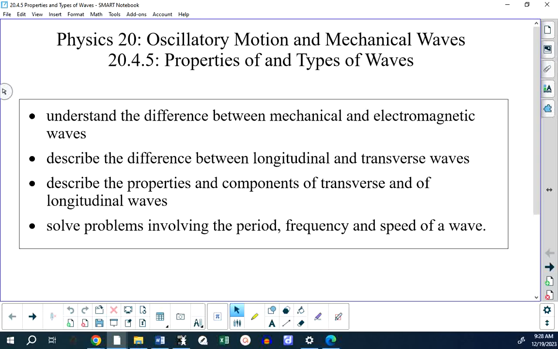As well as knowing the difference between longitudinal and transverse waves, we need to understand the properties of those waves. And then we're going to be solving some problems involving period, frequency, and speed of a wave. The period of a wave is going to be the time it takes the wave to do its thing once. The frequency of a wave is going to be how many times per second the wave does its thing, whatever its thing is. And the speed is how fast the energy moves through the wave.